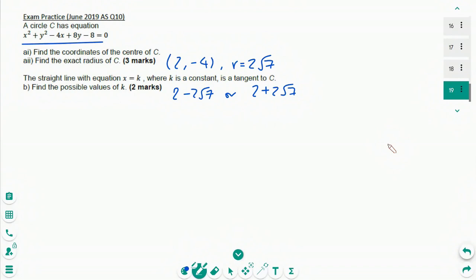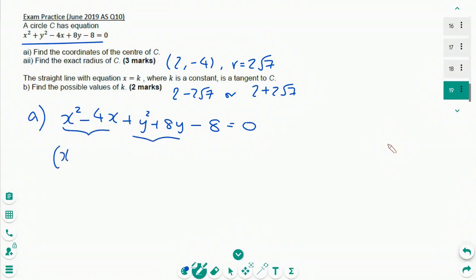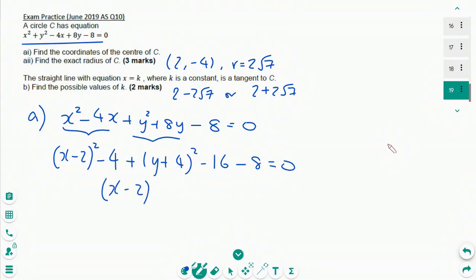So if you got part A wrong, I'm going to show you how to work it out. Essentially you group the X together and then put the Y together. Minus 8 is outstanding, it's nothing to do with it. We're going to complete the square for the X and the Y separately. So it'll be X minus half the B term, minus 2 squared, plus Y plus half of 8 is 4, 4 squared is 16. Then you should get (X minus 2) squared plus (Y plus 4) squared equals 28.